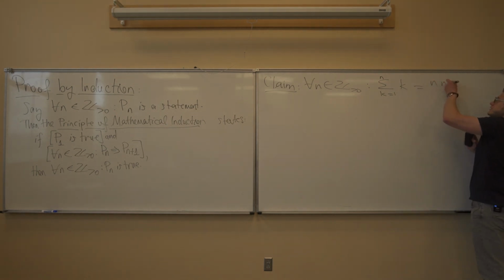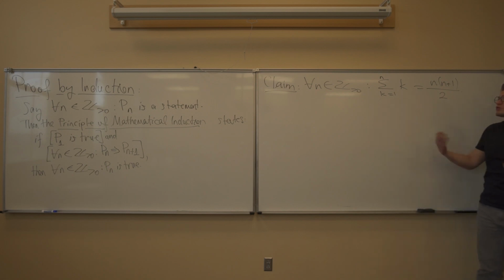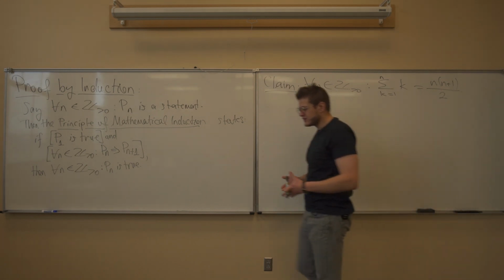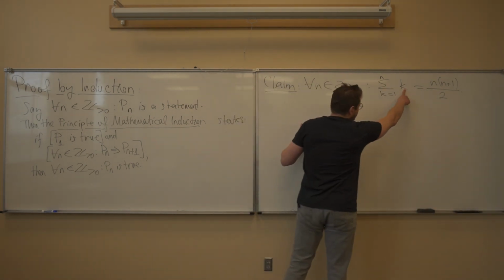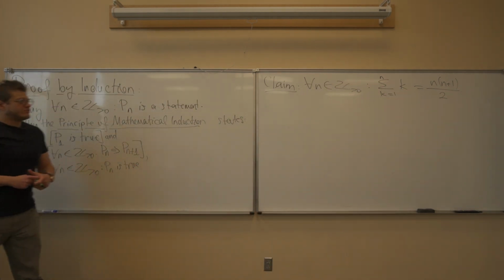equals n plus 1 divided by 2. How many of you have seen this symbol before? This one? Okay, all of you. So this is basically a for loop, right? A for loop in math. It just says add all k's for k from 1 to n. So sigma for summation.